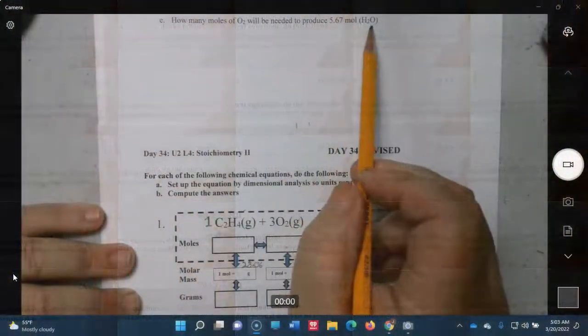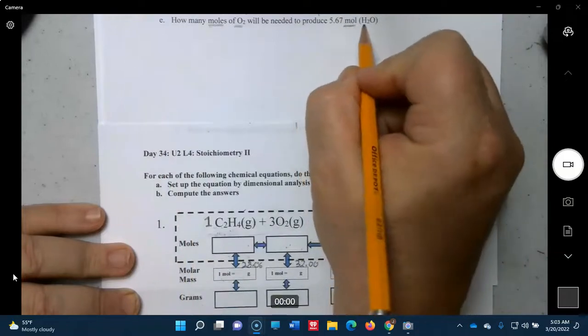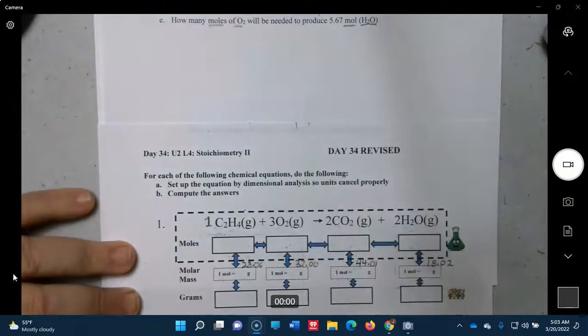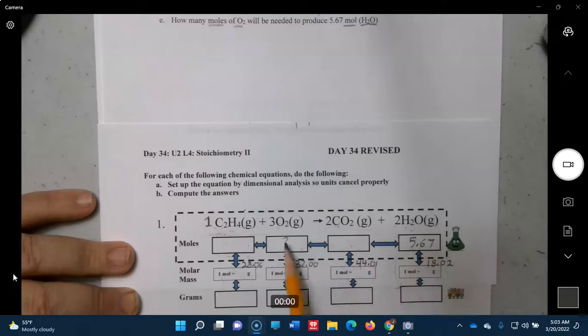Okay, next problem. How many moles of O2 will be needed to produce 5.67 moles of H2O? So moles O2 and moles H2O. So how many moles of O2? Moles row, O2 right here is the question mark. 5.67 moles of H2O. So this is going to be, going back to lesson 33, a 1 conversion problem. It's moles to moles. That's all you need to know.